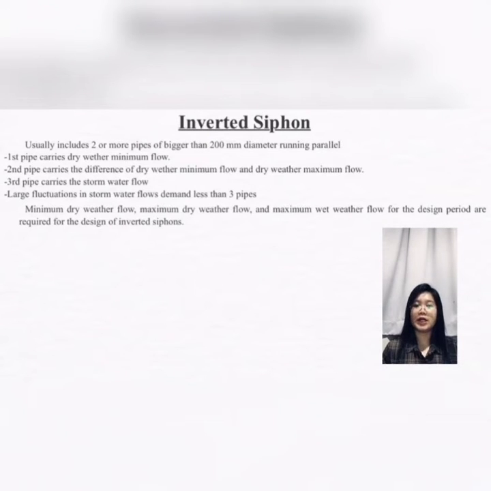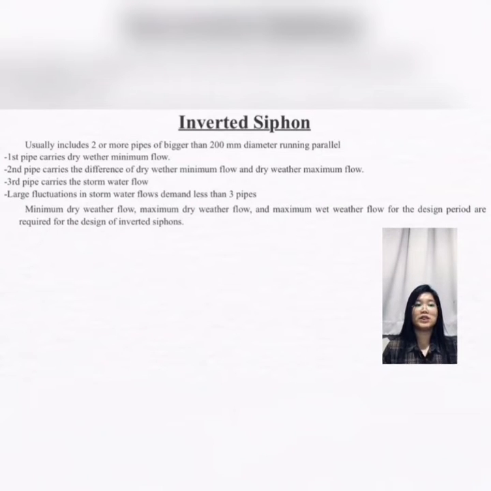I would like to present about inverted siphon. It usually includes two or more pipes of bigger than 200 millimeter diameter running parallel. The first pipe carries the dry weather minimum flow. The second pipe carries the difference of dry weather minimum flow and dry weather maximum flow. The third pipe carries the storm water flow.